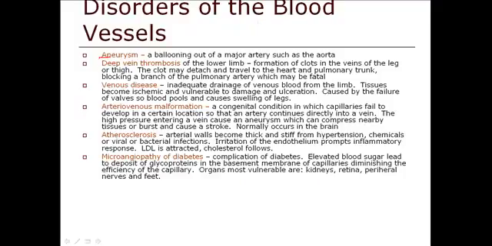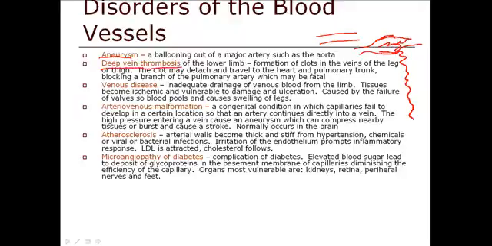Not too difficult. Aneurysm is a ballooning out of a major artery. That's because the artery walls have weakened, and now an artery that should look like that will look like that, which makes this part of the wall weaker, and it could rip, and blood will come out and you'll die.